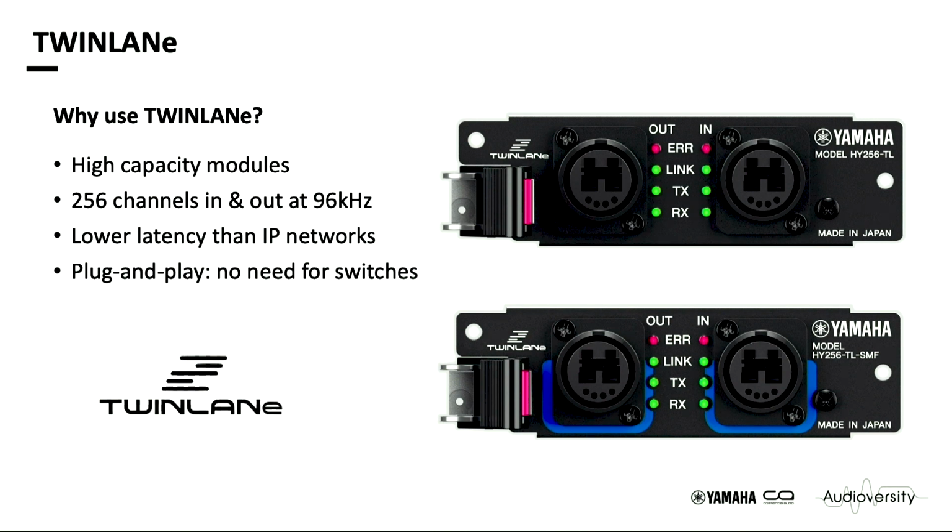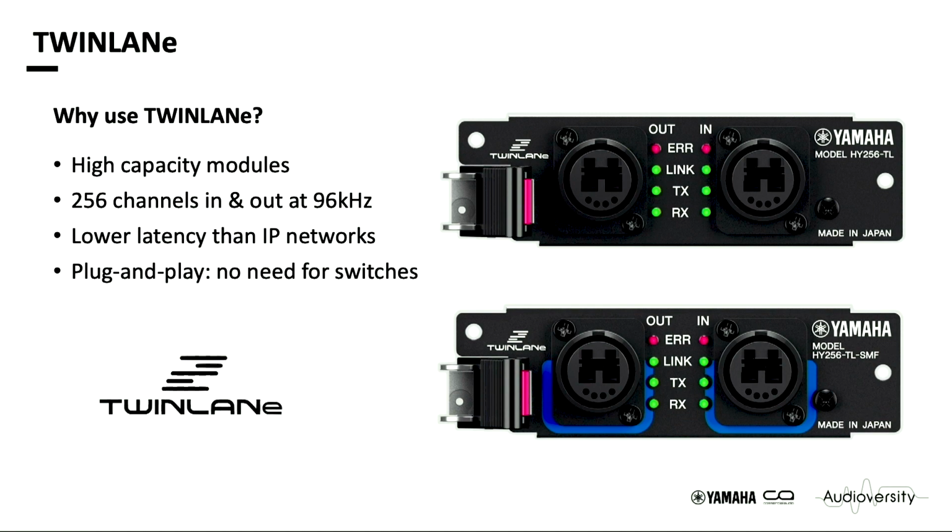Each of them can deliver 256 channels to their host device and can carry 256 channels out. Now that channel count does not change according to sample rate. So TWINLAne provides lower latency than IP networks tend to do, and they're plug and play. So again, no need for extra devices like switches or media converters, just the cables to connect them.